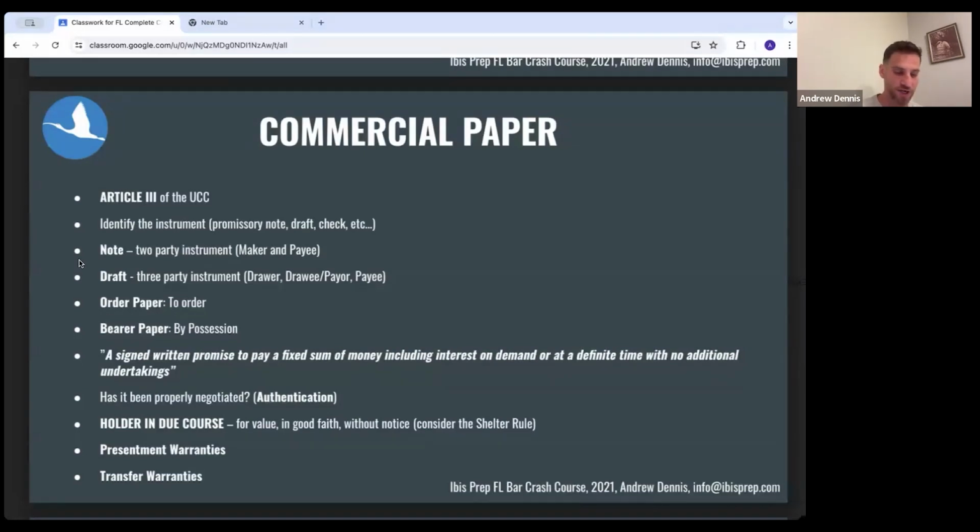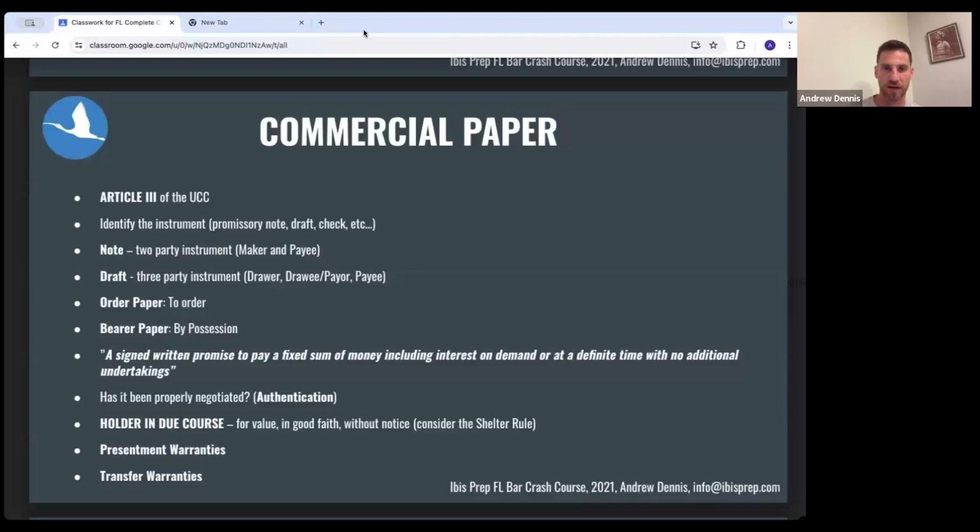Has it been properly negotiated, right? Authentication via signature, and then the holder in due course. They really like to test that. Someone who takes for value in good faith without notice. And then this piece, the shelter rule. So the shelter rule is like, if someone is a holder in due course and then they transfer it to another person, but not for value, so they didn't take it under the conditions of what a holder in due course should, they still can take shelter in the upstream status of a holder in due course. So that's called the shelter rule. It happens in property too with the bona fide purchaser.